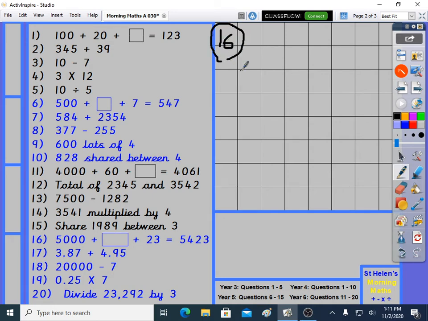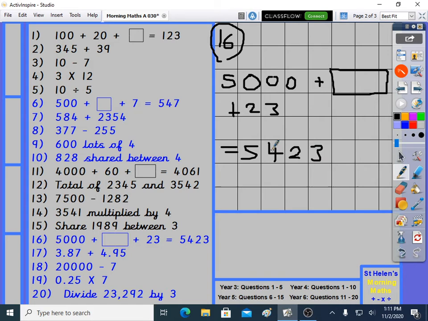Question 16. 5,000 plus a mystery, which I'm guessing could involve the hundreds column, plus 23. All that equals 5,000, which we've got, 400, which we don't have, and 23. It's the 400 that we don't have, because that's the hundreds column. Thousands, hundreds, tens, units. 400 was missing. So in there goes 400.